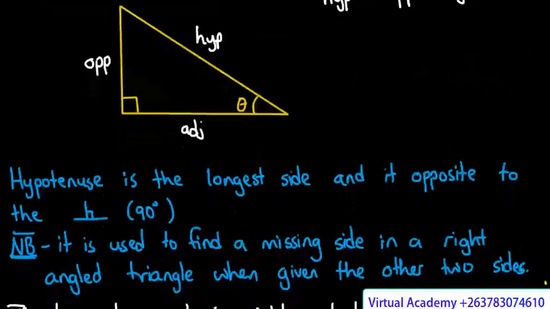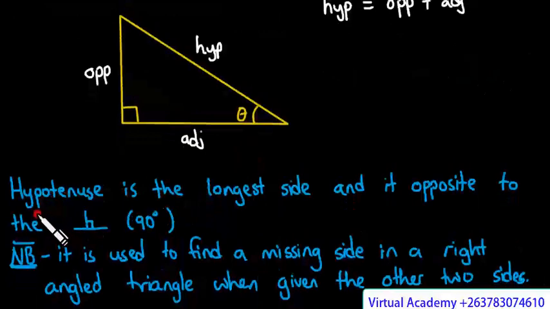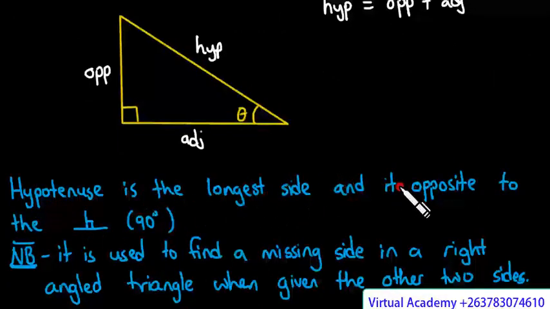And then the information that I have added here, I've said the hypotenuse is the longest side and it is opposite to the right angle.